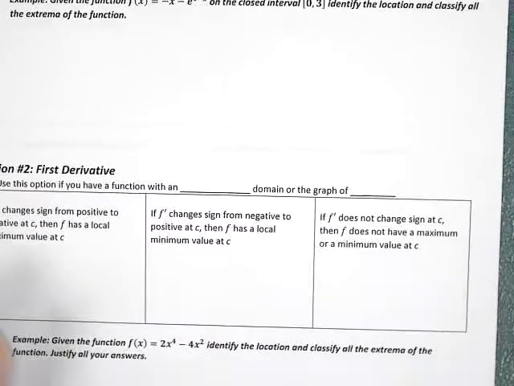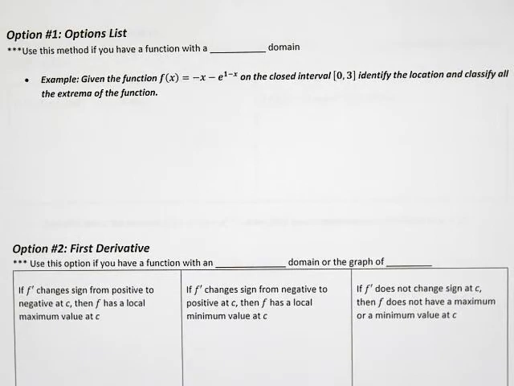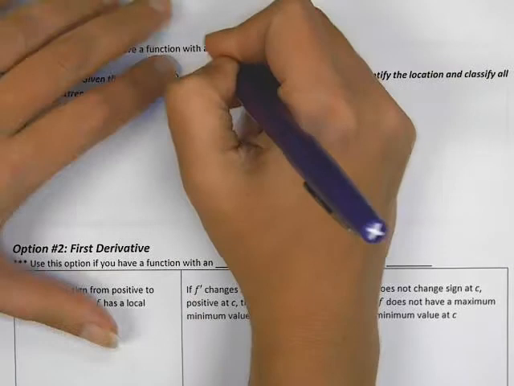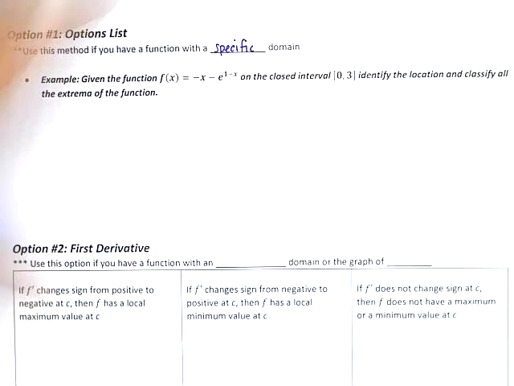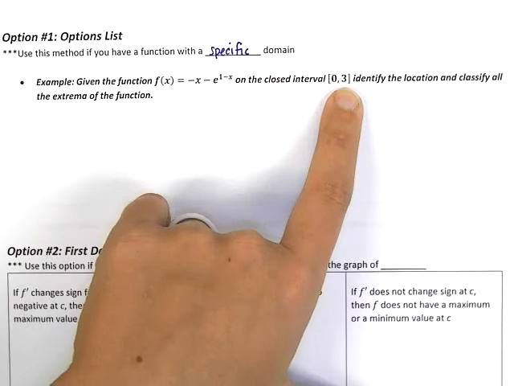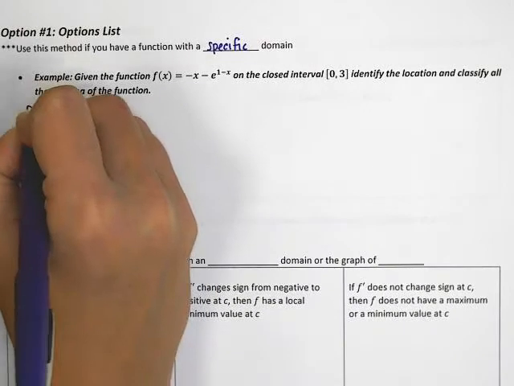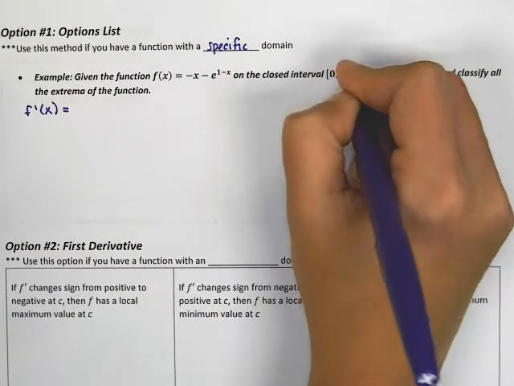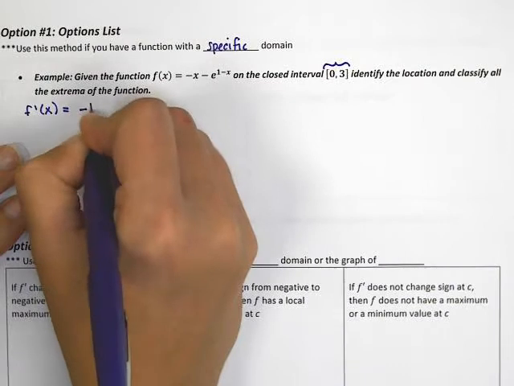Option number 1 is to make what's called an options list. You are going to choose this method if you have a function with a specific domain. So for example, if I say you're given this function and a closed interval between 0 and 3, identify the location of and classify all the extrema. So the first thing we would do is take the derivative, because we know that extreme values will either occur at the endpoints or where the derivative equals 0, at maxima or minima. The derivative of negative x would be -1.